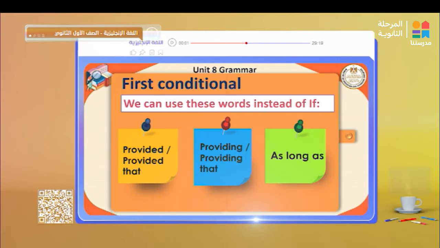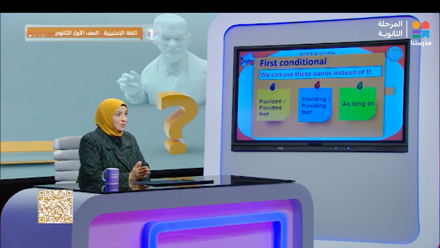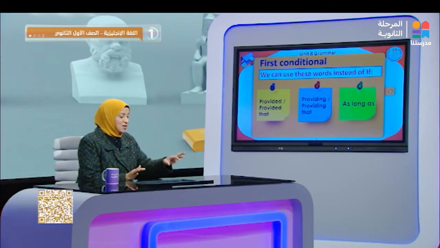So instead of saying if you study you will succeed, we can say provided that you study you will succeed. Let me say it again: we can say if you study you will succeed. This is if conditional type 1. If I don't have if in the options, I can find as long as you study you will succeed. We can say provided that you study you will succeed. We can say providing that you study you will succeed. We can say in case you study you will succeed. So we have many other words other than if.